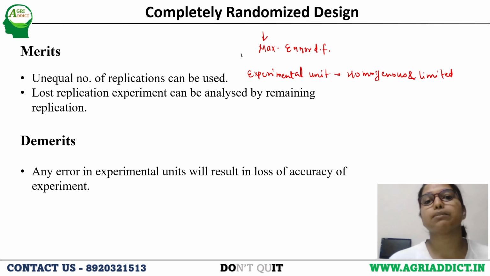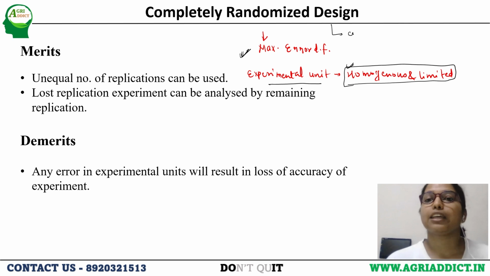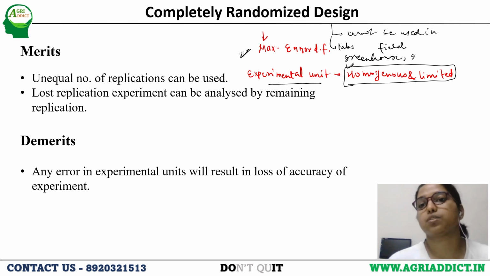Here the maximum error degree of freedom we get is in completely randomized design. As we studied earlier, the experimental unit here is homogeneous and limited. There will be no heterogeneity. And this design cannot be used in the field. This can be used in the lab, greenhouse, glasshouse.